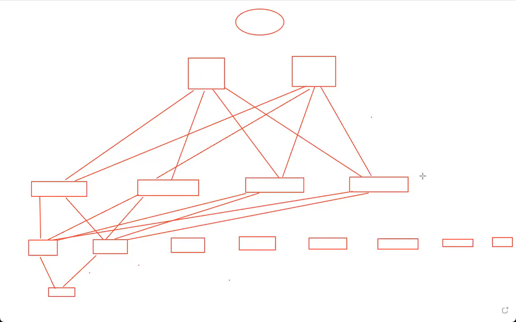So this is called spine. These are called spines. These are called leaves. These are called border leaves. And this is the internet. I mean, obviously there will be a firewall.